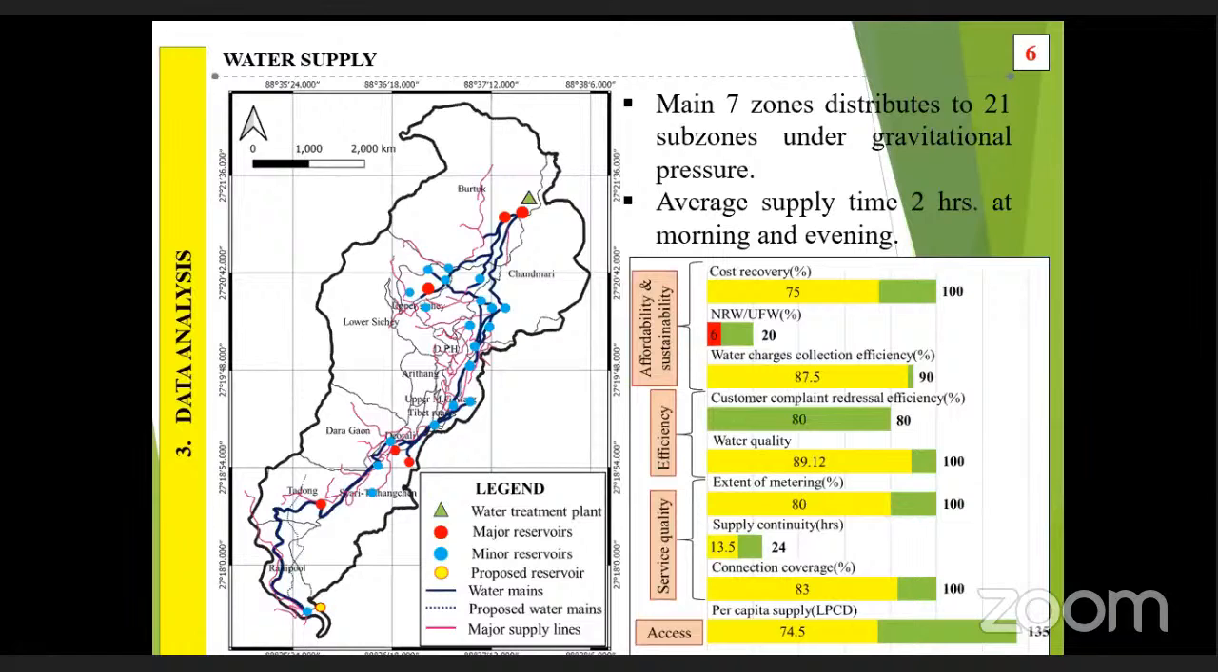So this is the water supply network existing in the GMC area. Seven main zones are there, having six main reservoirs that serve 21 subzones and 19 smaller reservoirs. And the total supply is done under gravitational pressure, so there's no pumping station yet. Areas along the central spine get more hours of water supply in a day, and outer areas get less. So it results in an average of 2 hours of water supply in the morning and evening daily. And NRW, that is unaccounted for water loss, is quite low in recent years. Previously, it was a much higher value.